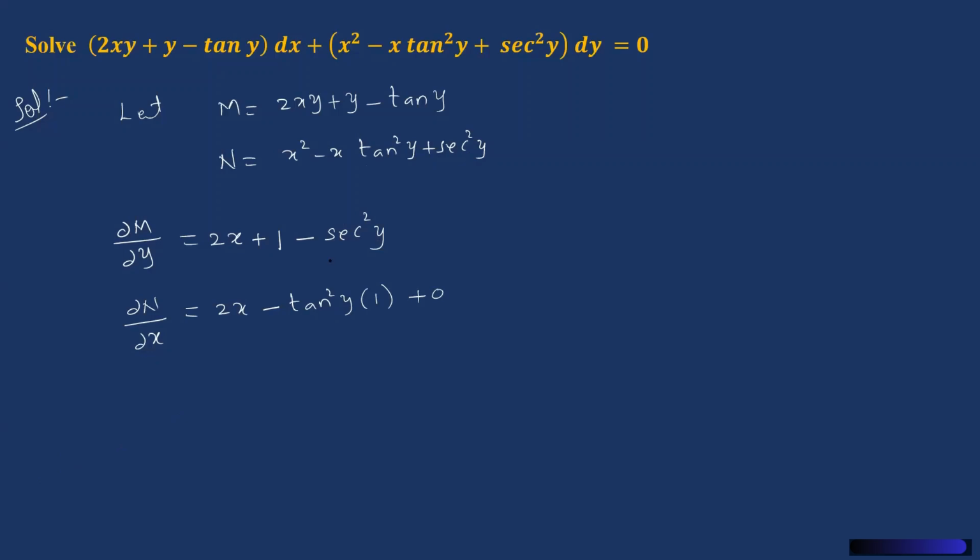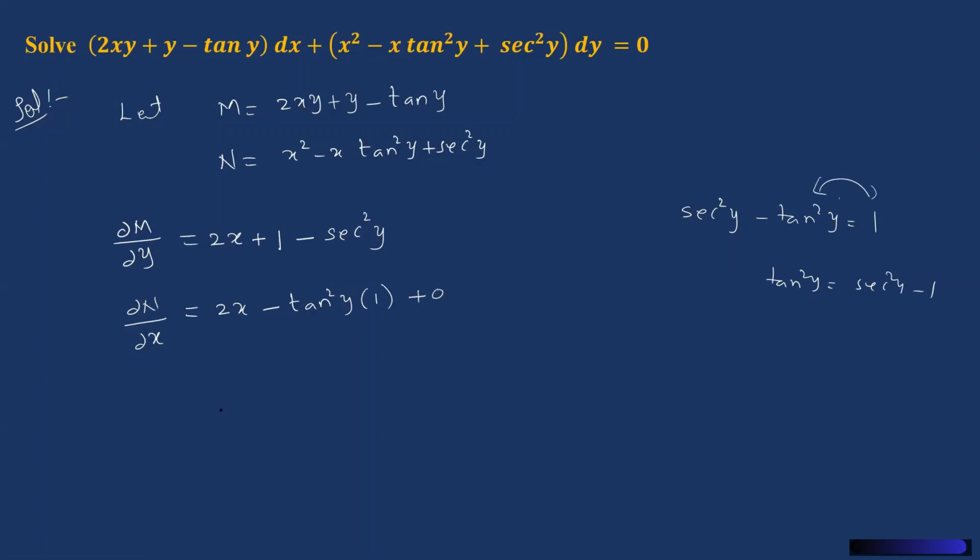But are these two the same? We can proceed further only when ∂M/∂y and ∂N/∂x are equal. Are these two equal? We can see that. As we know, secant square y minus tan square y is equal to 1. Here in ∂N/∂x you have only tan square y, so we can write tan square y as secant square y minus 1. We can just exchange these two terms.